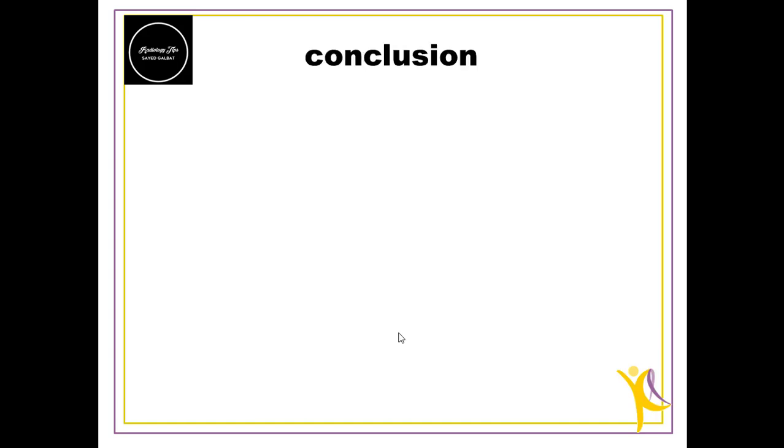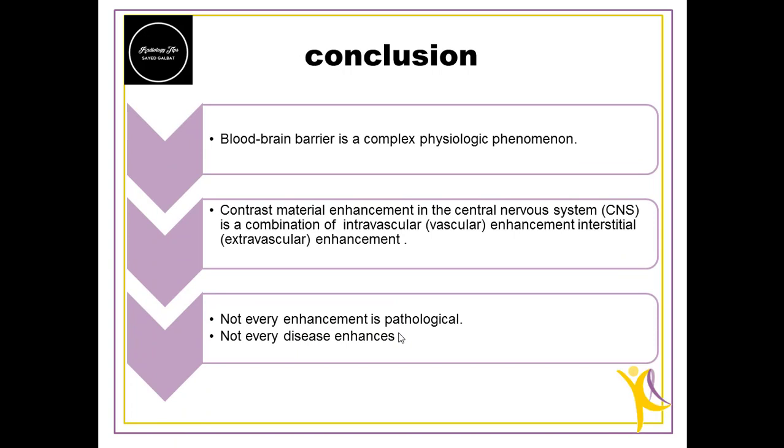So, in conclusion, the blood-brain barrier is a complex physiological phenomenon. Contrast material enhancement in the central nervous system is a combination of intravascular enhancement and extravascular enhancement. Not every enhancement is pathological, and not every disease enhances.